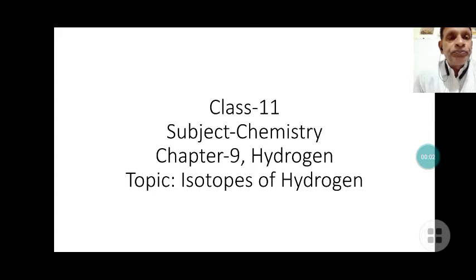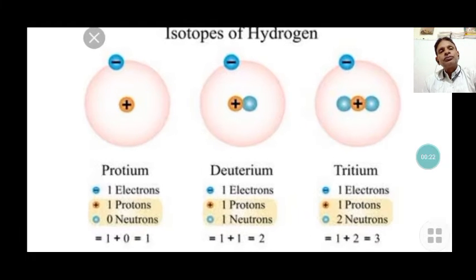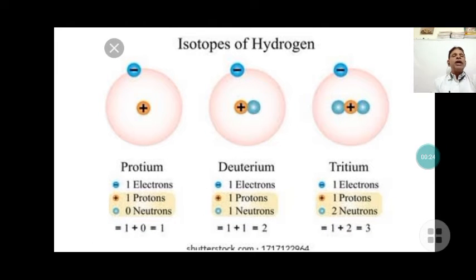Hello student, today I brought a video on the topic isotopes of hydrogen. There are three isotopes of hydrogen we discussed. It belongs to chapter 9, Hydrogen, of chemistry class 11. There are three isotopes of hydrogen.